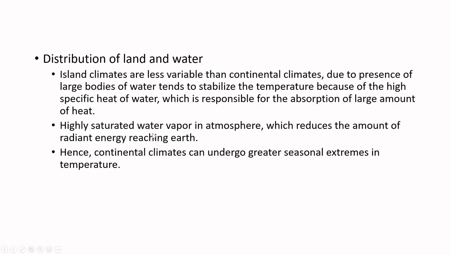Okay, highly saturated water vapor in the atmosphere reduces the amount of radiant energy reaching the earth. So this one is also a factor. When the atmosphere has lots of water vapor, the water vapor itself also absorbs a lot of heat, so it prevents the radiant energy from hitting the earth. Hence continental climates can undergo greater seasonal extremes in temperature. Continental climate means a large land area that's far away from the sea, so it tends to go through much larger variations of temperature. So they call it greater seasonal extreme, right? Due to less amount of water, since they are far away from the sea.